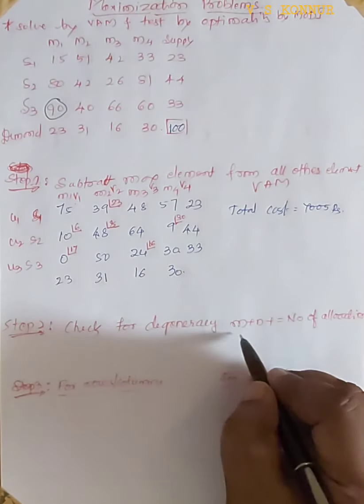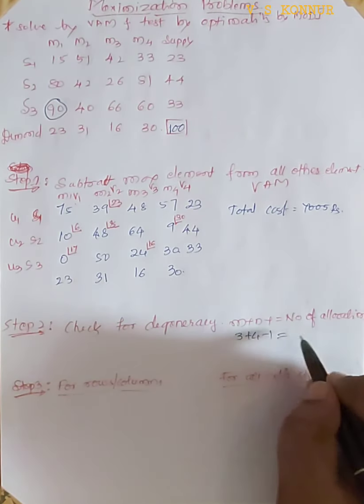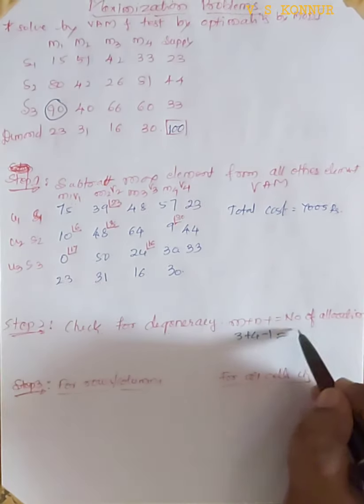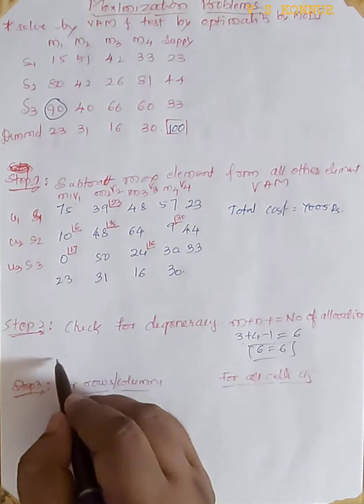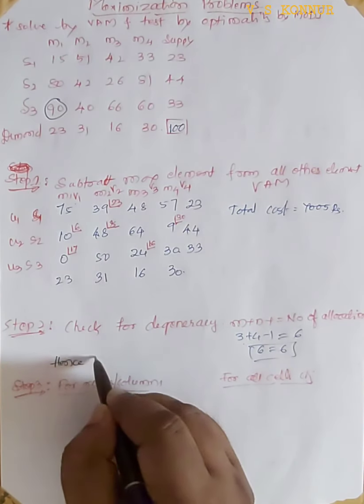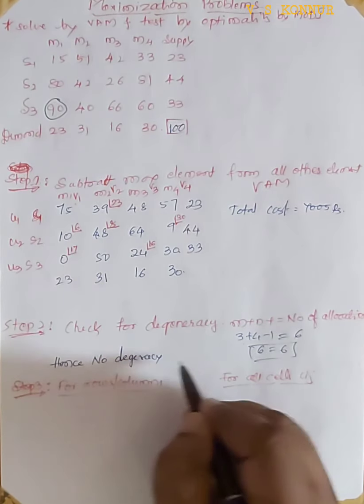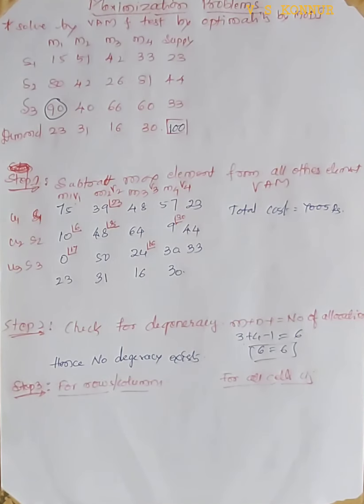Before that, we'll check m plus n minus 1. M is 3, n is 4, minus 1. That is equal to the number of allocations, 1, 2, 3, 4, 5, 6. Six allocations are there. So 7 minus 1, 6 equals 6. Hence there is no degeneracy.